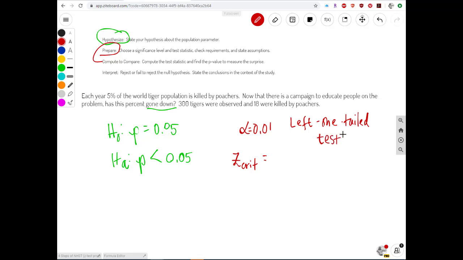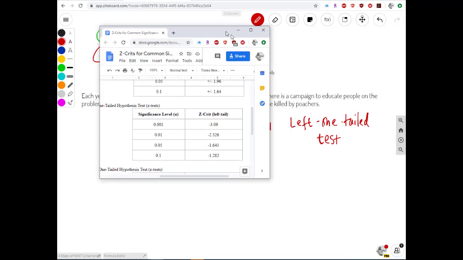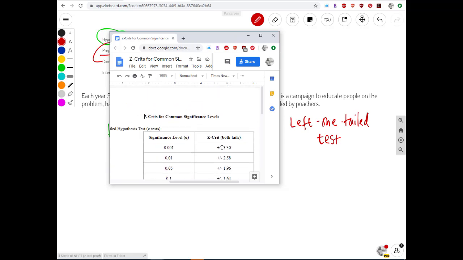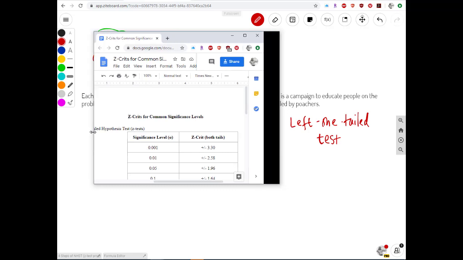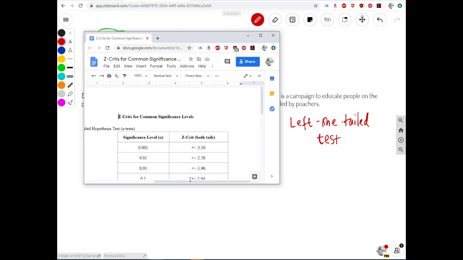Okay, so it's a left one-tailed test. So I need the significance level for a left one-tailed test. And that information is in this document. I will also link this down below for you.